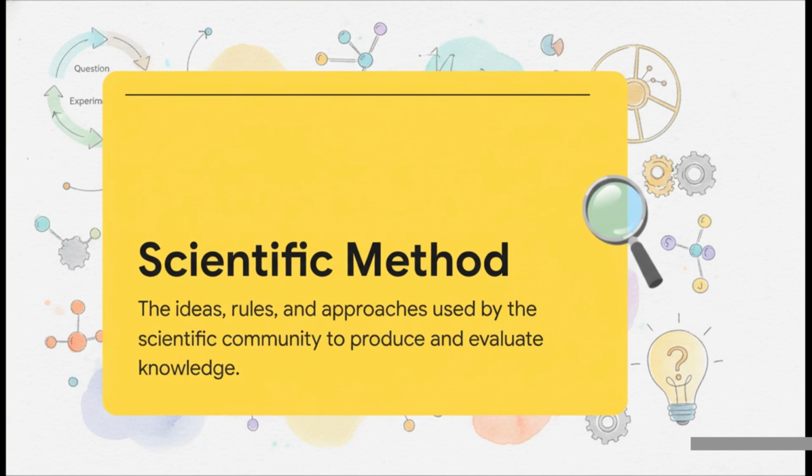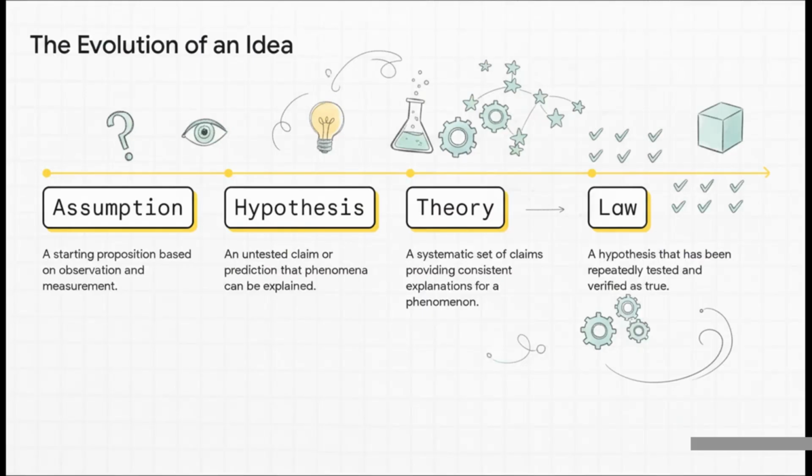And this structured process is called the scientific method. But what even is this, and why do we even need it? The scientific method is basically a set of steps scientists use to test their ideas, so they make sure that the conclusions they want to share with the world are actually true and reliable. Because without these steps, science would basically just be opinions. Let's take a look at this process step by step.